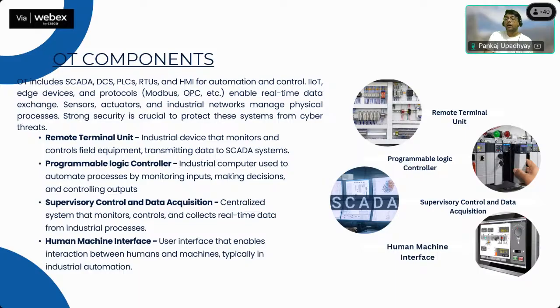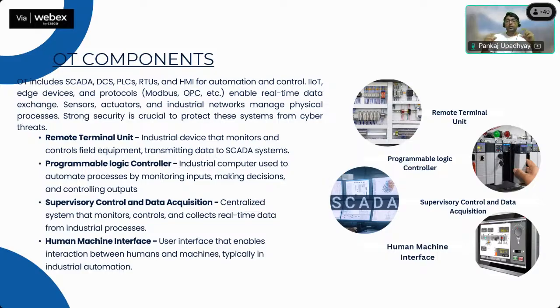When we talk about the remote terminal unit, this is basically a device that monitors and controls field equipment, takes the input from the physical device, and transmits it to the SCADA system. The PLC is a logic controller. This is a computer, or software, which we use to automate the process by monitoring the input, making decisions, and controlling output.